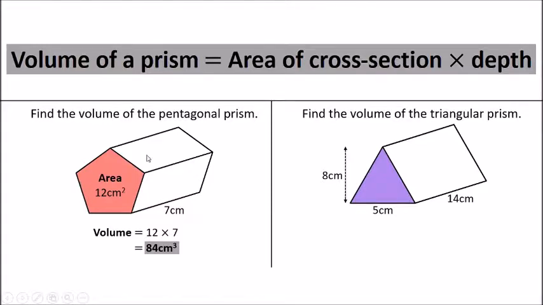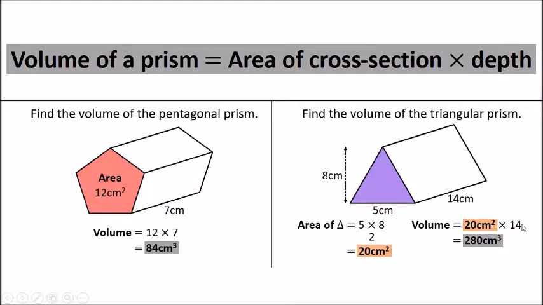So in that first question they gave us the area. In this question, that's alright, we can work it out. We know how to find the area of a triangle. So the area of a triangle is base times height and then half it. I'm doing 5 times by 8 and then I'm dividing it by 2. So the area of the triangle is 20 centimeters squared. Now that I have the area of my cross section, I need to do 20 times by the depth, and the depth is 14. So 20 times by 14, that tells me that my final volume is 280 centimeters cubed, and I have solved the problem.